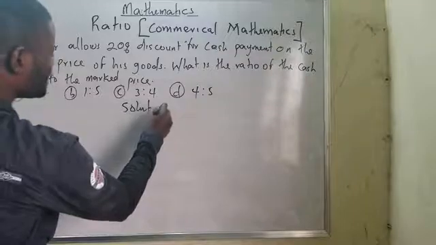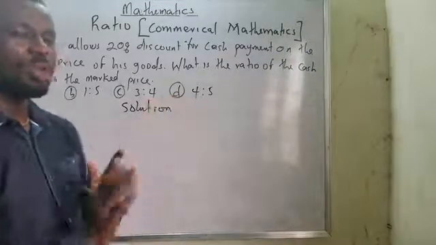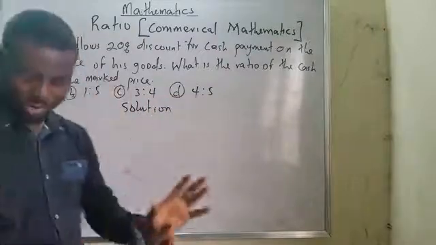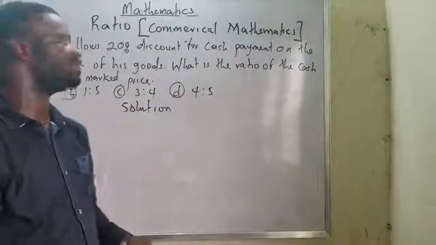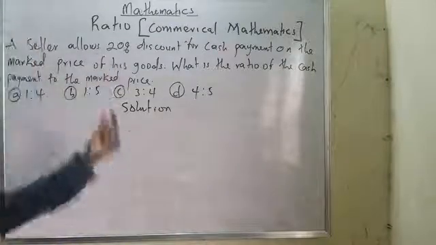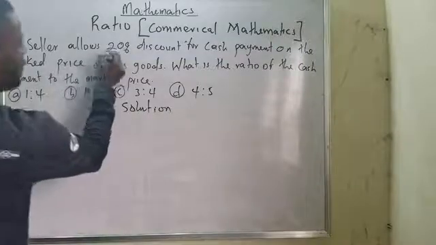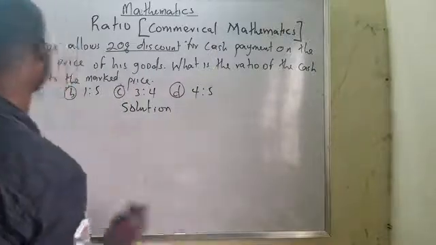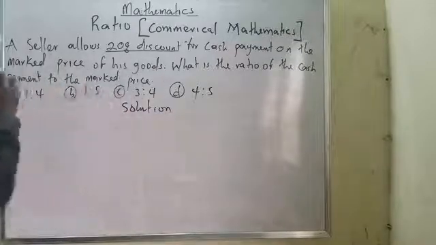Now, please, this is a word problem. Don't just rush in. You must be able to define this problem very well and understand the concept of the problem before you pick up your biro and write anything. Now, a seller allows 20% discount. The first step you take on this problem is what? This 20% discount for each payment on the marked price, on his goods. That is the logic behind this question.